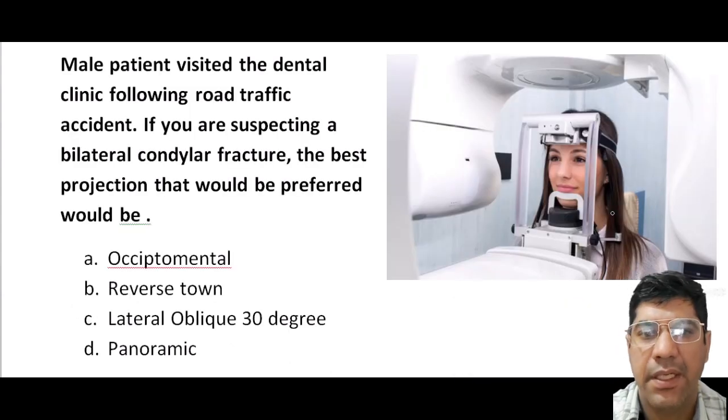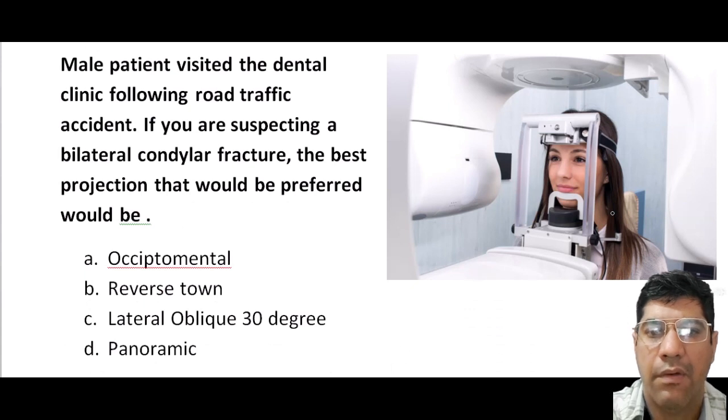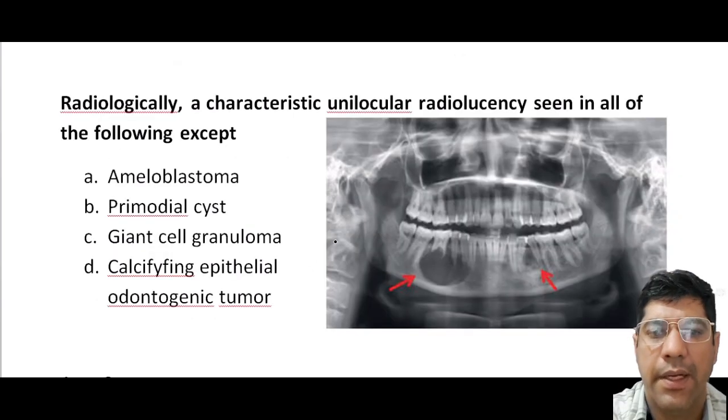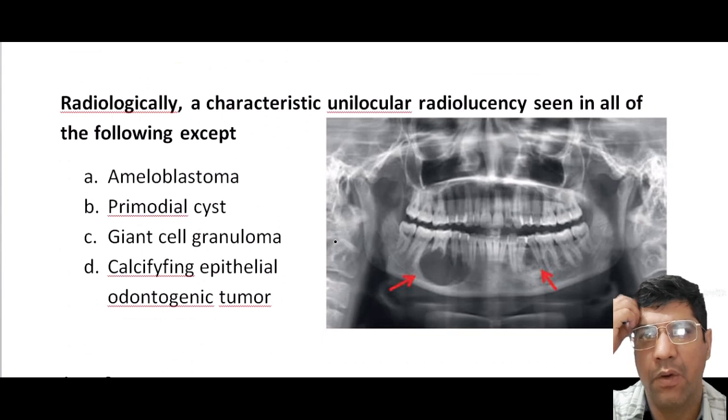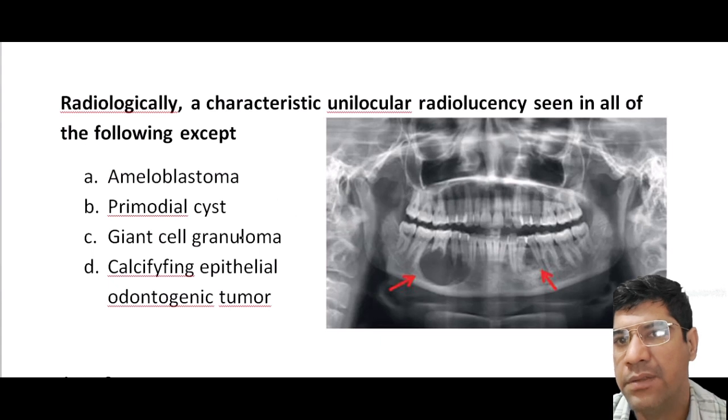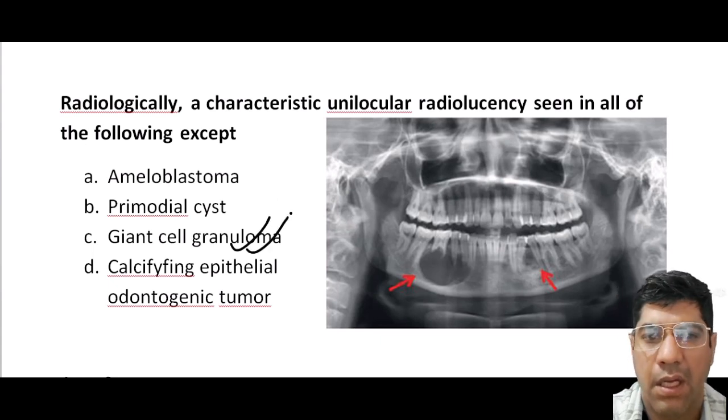A male visited the dental clinic following a road traffic accident. If you are suspecting a bilateral condylar fracture, the best projection would be the OPG. The radiographic characteristic of unilocular radiolucency is seen in all of the following except giant cell granuloma. It is not typically characterized by unilocular radiolucency. It presents as multilocular radiolucency. It is a known neoplastic lesion.